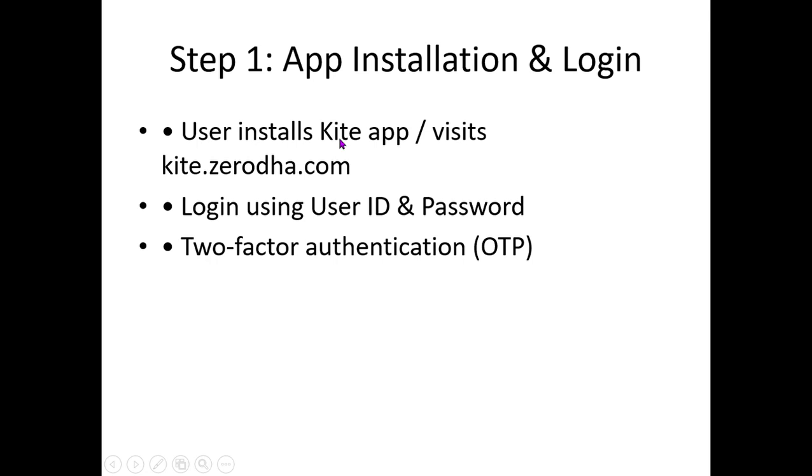So, how to install and how to use the app. First install the Kite app from here, and then you can log in using the user ID and password. You also have two-factor authentication, where along with the password you have to enter an OTP, a one time password. That makes the app secure.